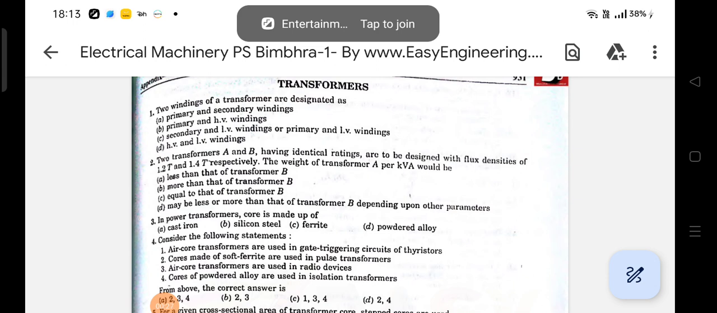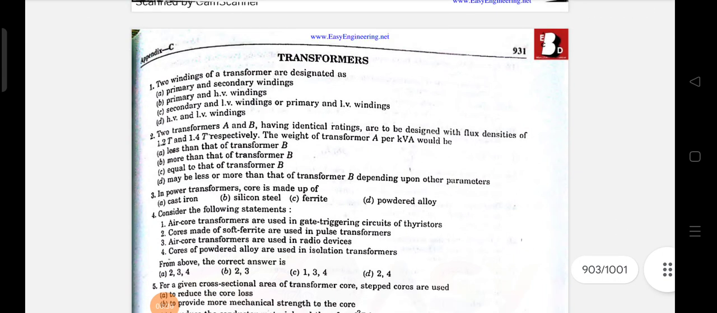Okay. In case of transformer, the windings are HV winding and LV winding, high voltage winding, low voltage winding. That is also decided based upon the number of turns. That means the fourth option is correct.